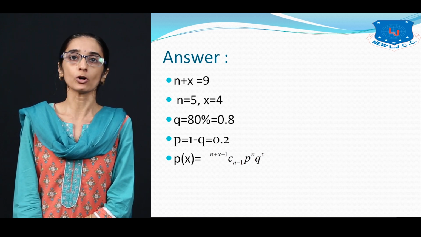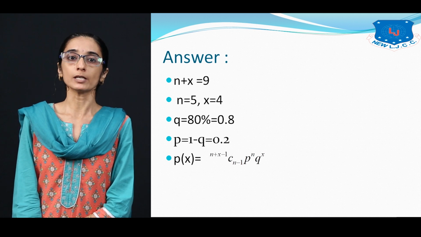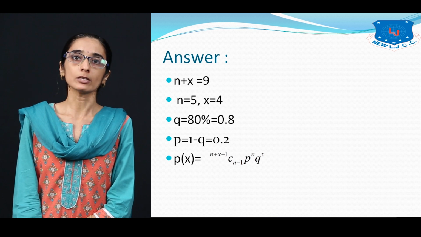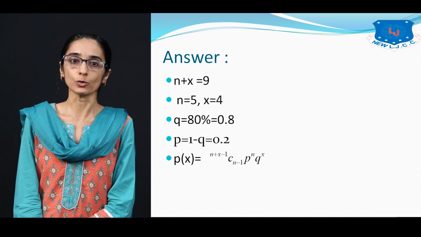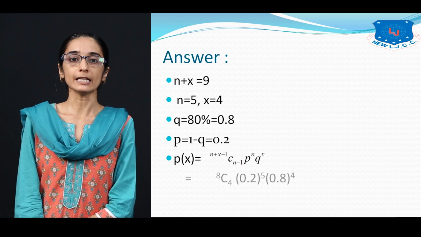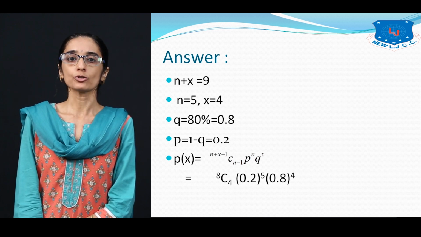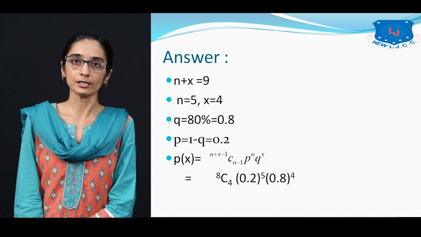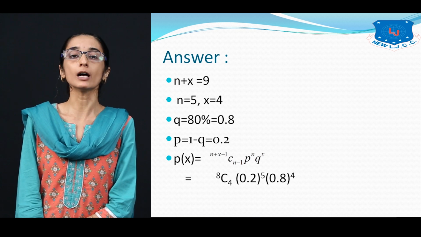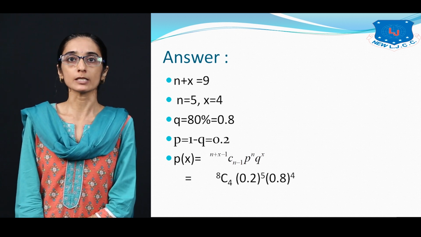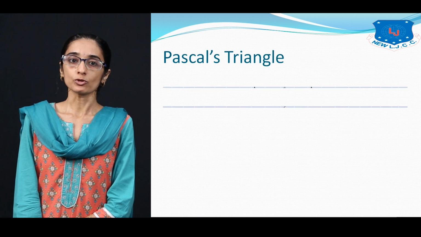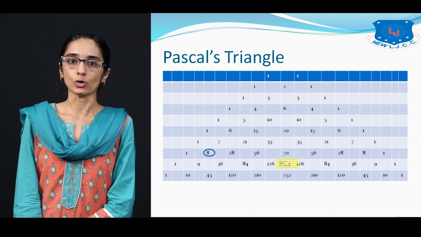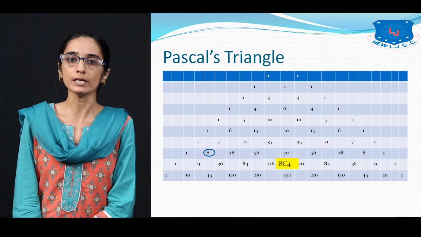Now let's just substitute all the earlier numbers. So n plus x minus 1 that will be 9 minus 1, that is 8. N minus 1 that will be 5 minus 1, that is 4. So the value will be 8C4, 0.2 raised to 5, 0.8 raised to 4. Now you can calculate 8C4 either by NCR formula or let's just go for Pascal's triangle. Here we have to check out the 8th line. Start from 0, 1 and so on. So 8C4 value will be 70.